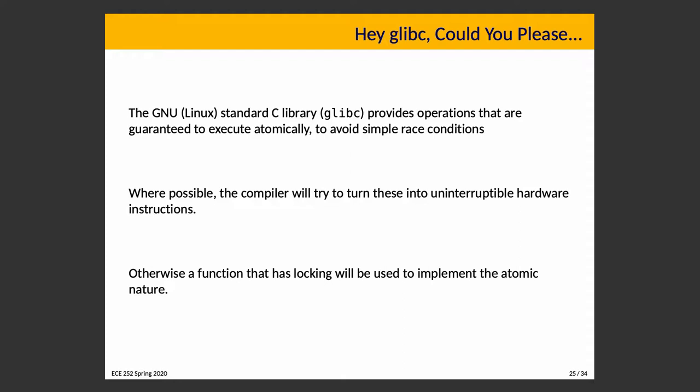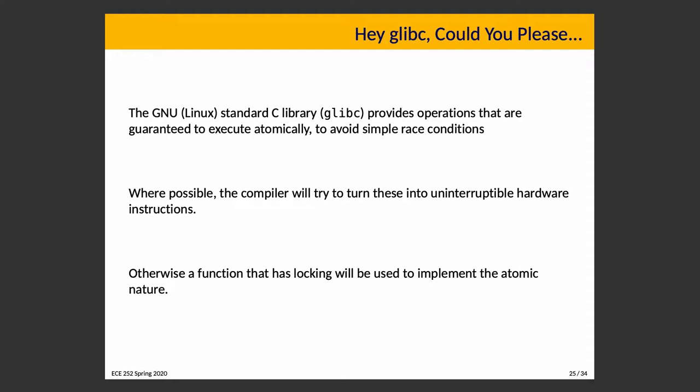And so the GNU one in Linux, the standard C library, which is called glibc, provides operations that are guaranteed to execute atomically, that are guaranteed to prevent race conditions. So where possible, the compiler will try to turn that into an uninterruptible hardware instruction. Otherwise, behind the scenes, as a fallback plan, some sort of locking will take place to implement the atomic nature of the instruction.